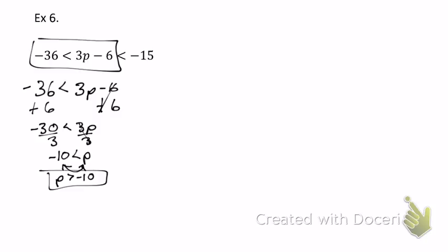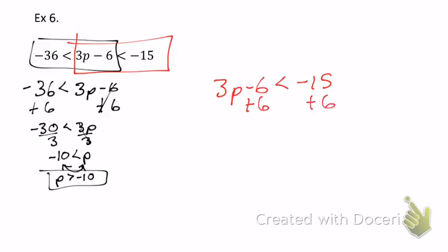Now the second problem on this is kind of hiding. We're going to do the second half. So we're going to take 3p minus 6 is less than negative 15. We work this out the same way we did the last one, so we're going to do plus 6 plus 6. We've got 3p is less than negative 9. Next thing we need to do is divide by 3. And we've got p is less than negative 3. So the variable's on the left side, so that's okay.